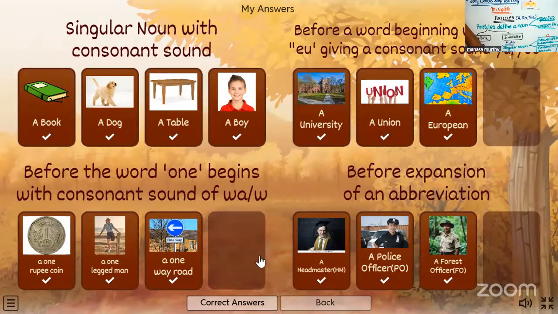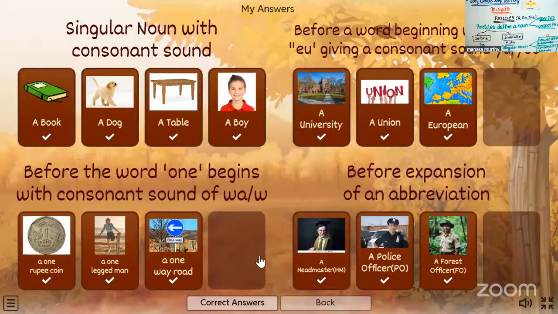Made a note of it? So these are all the places where we use this article a. Four categories: before a singular noun with a consonant sound, before a word beginning with u or eu that has a consonant sound, before the word one that begins with a consonant sound of v, and before the expansion of an abbreviation.